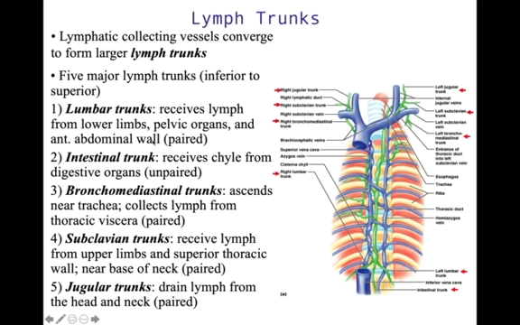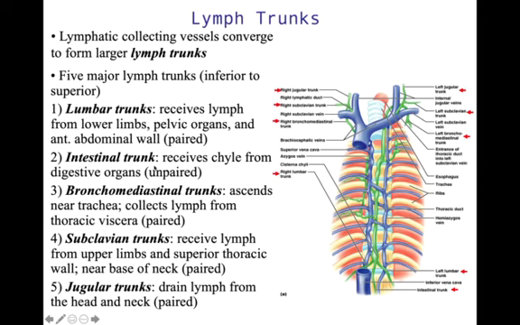So we can see here coming from the right, again, this is anatomical position, here in green would be the right lumbar trunk. Here coming from the left in green, this would be the left lumbar trunk. So the right lumbar trunk and the left lumbar trunk are right here. Now, coming up the middle right here in green is an unpaired trunk. We call this one the intestinal trunk.